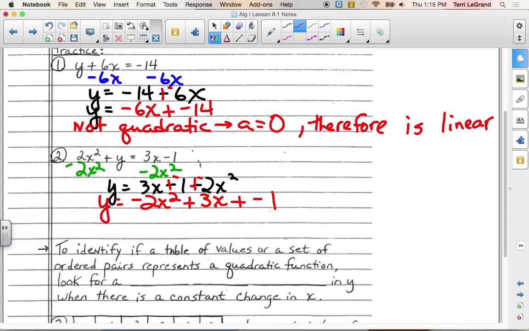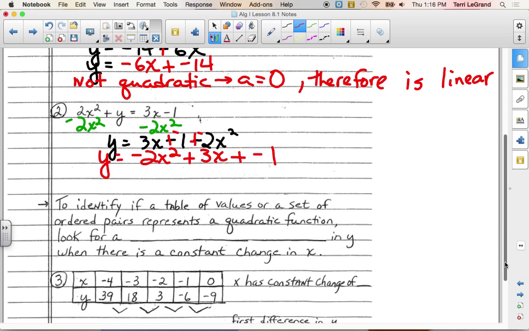Do you agree with me so far? Yes. Okay. What are we thinking? Can we identify A? What is A? A is negative 2. Oh, so if we did have to graph this, we'll maybe be able to say something else. B equals 3, C equals negative 1.